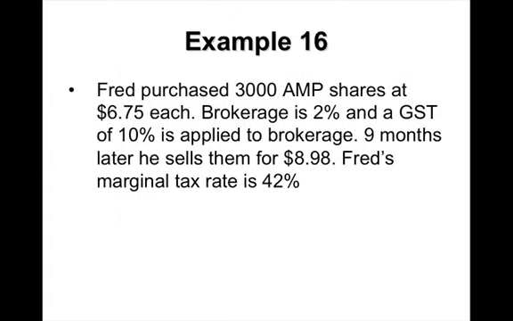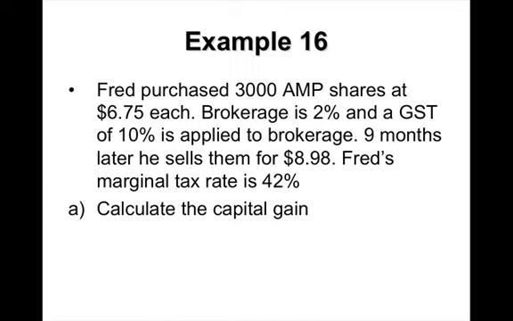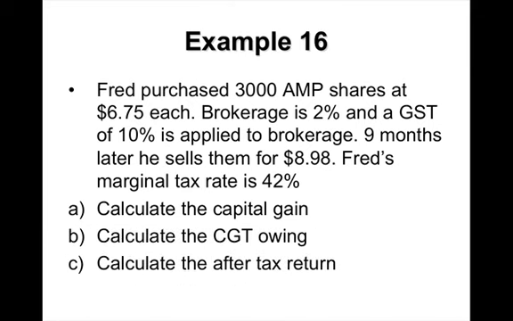Fred purchased 3,000 AMP shares. 9 months later, he sells them for $8.98. Fred's marginal tax rate is 42%. Calculate the capital gain, calculate the tax owing, and calculate the after-tax return. So these are the 3 things you want to know. Have you made a profit? If you have, what capital gains tax do you have to pay back, and then once you've paid it back, how much money have you actually made once you've taken the tax out from your profit.